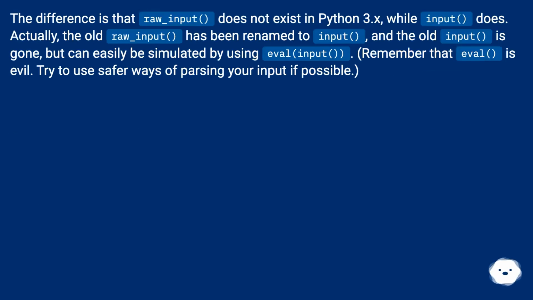The difference is that raw_input does not exist in Python 3.x, while input does. Actually, the old raw_input has been renamed to input, and the old input is gone, but can easily be simulated by using eval(input()). Remember that eval is evil. Try to use safer ways of parsing your input if possible.